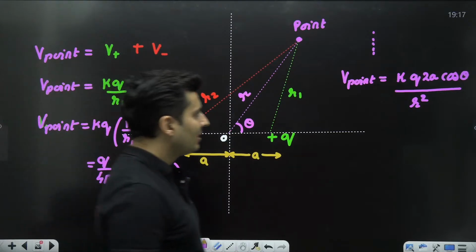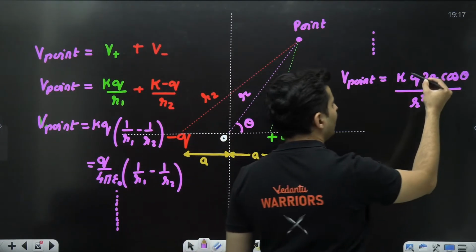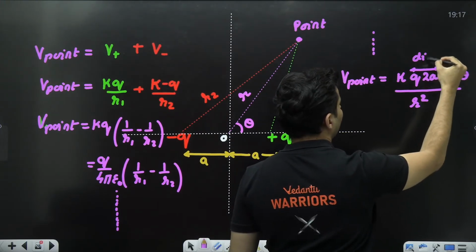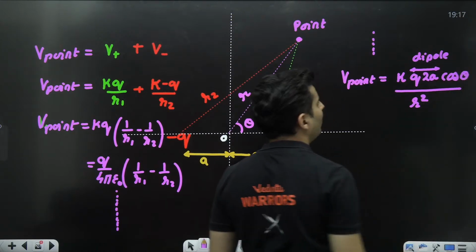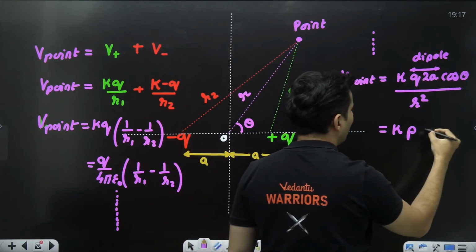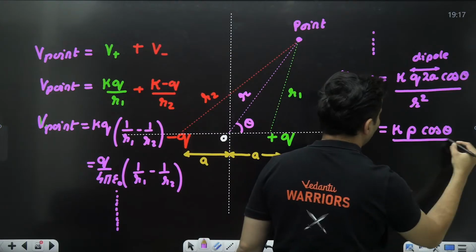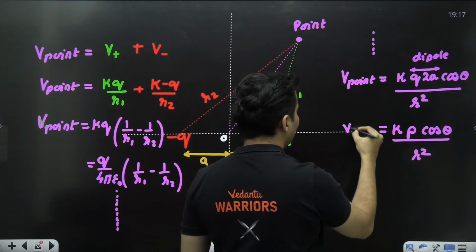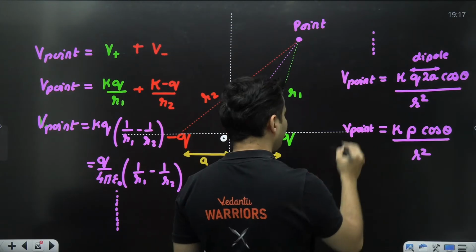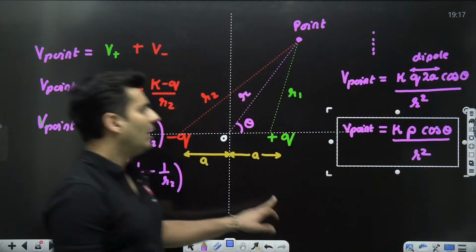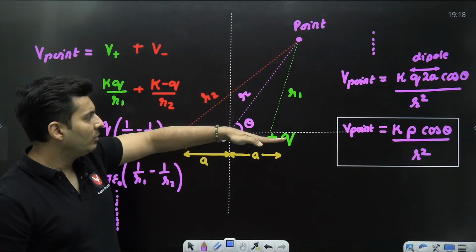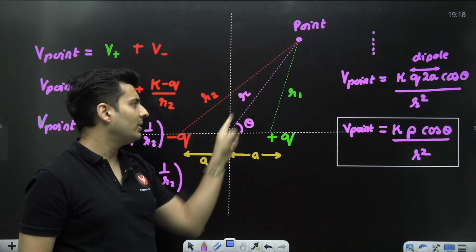Once you get this, we immediately think, wait a minute, I know what this particular term means. This is our dipole moment. Charge into 2a. Hence, I write it as K into dipole moment cos theta, the whole thing divided by r square. That is the potential at, in general, any point around that dipole. What is theta? The angle which is made by the point with respect to the dipole moment. What is r? Our distance of the point from the dipole.